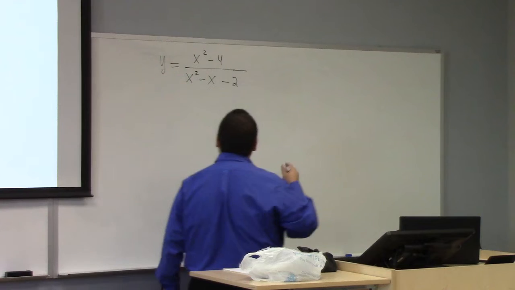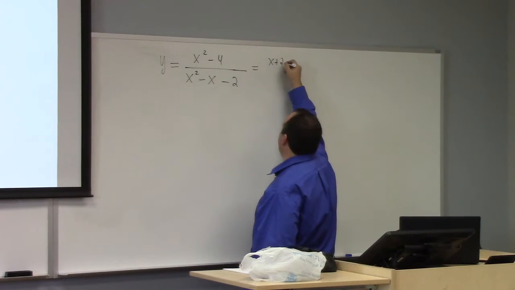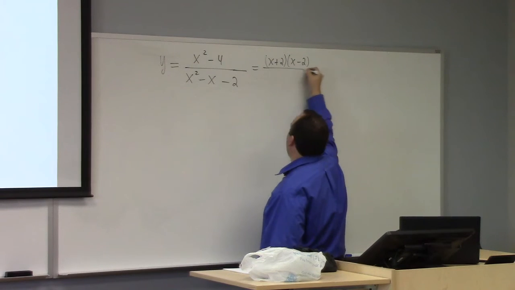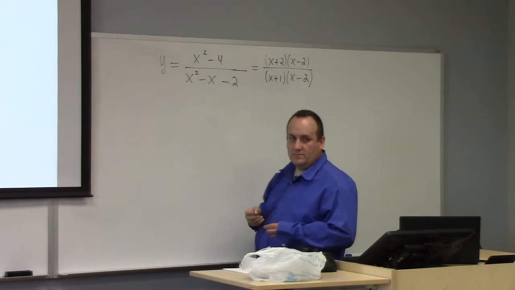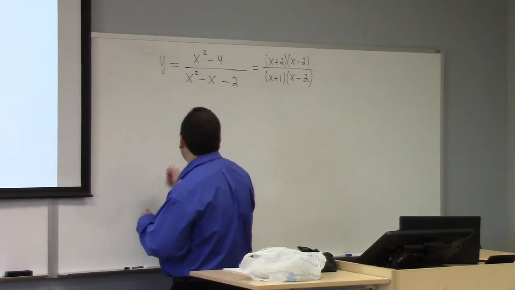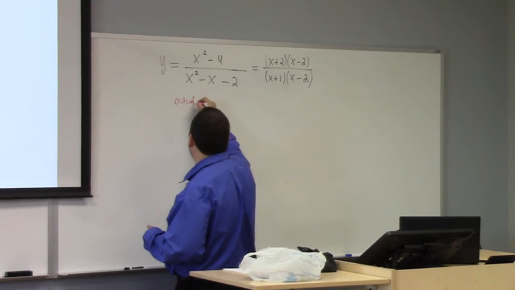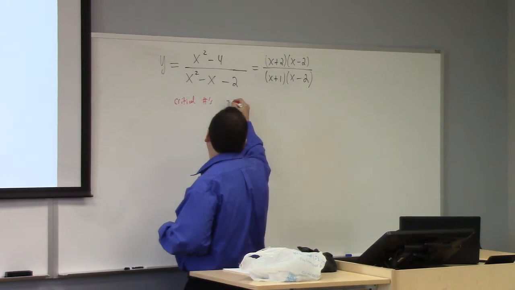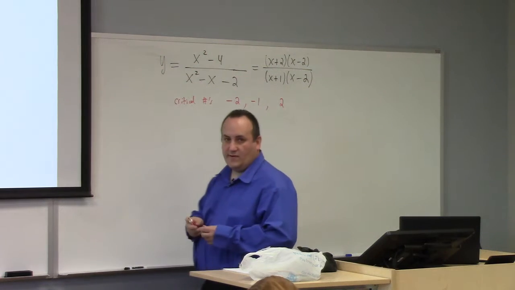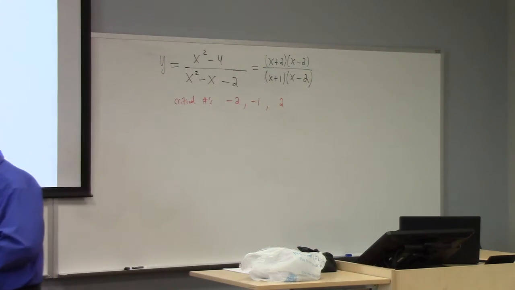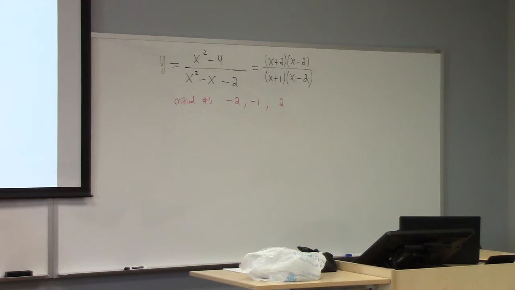Okay, so factor this thing, right? We got ourselves an x plus 2, x minus 2 upstairs. And downstairs, we've got ourselves an x plus 1, x minus 2, right? So what are the critical numbers? We got a minus 2, a minus 1, and a 2, right? And each one of these is different. So some of you have more than one number in the first case or the second case. Nobody in the third case as far as I remember, but there's just one of each. So if you've got more than one, you're wrong.